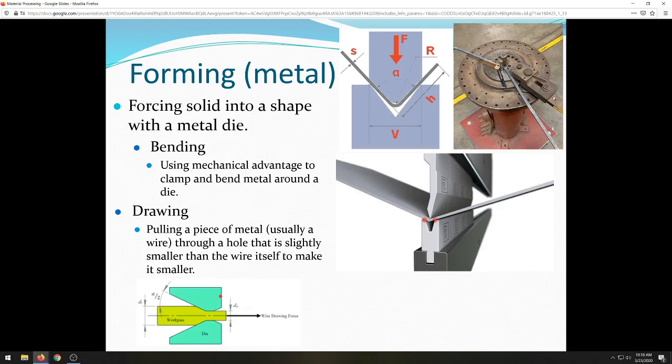So very interesting process, very high production rate needed because everything has to be calculated very, very precisely. Sometimes you need to do different heat treatment processes to make the wire be able to hold up to that process.